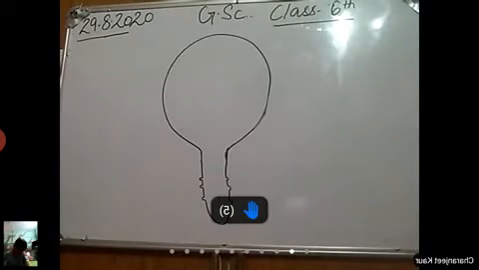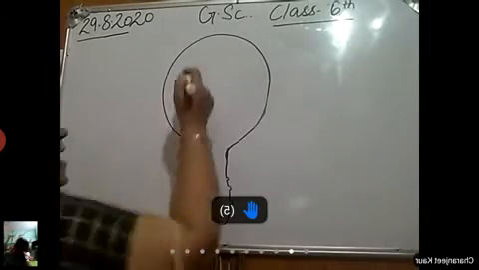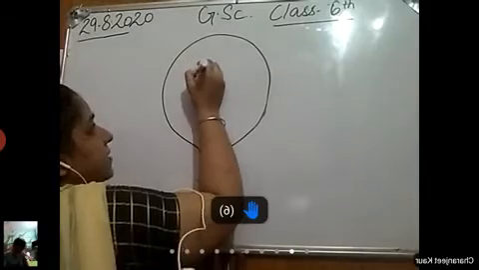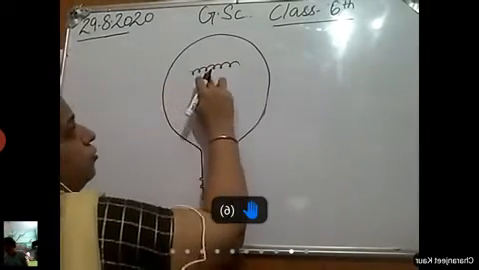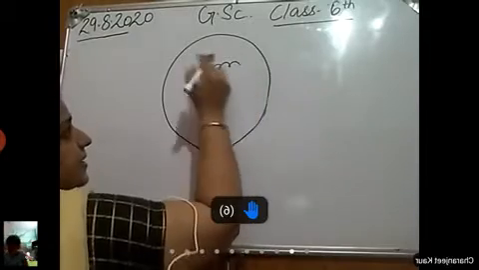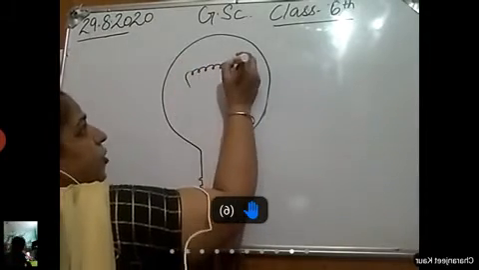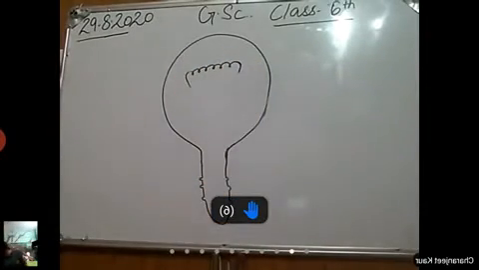Now you will see very thin wires. You will see these wires. Six you have to draw: 1, 2, 3, 4, 5, 6. And then draw like this. Then we will move forward. Hurry up. Draw like this.